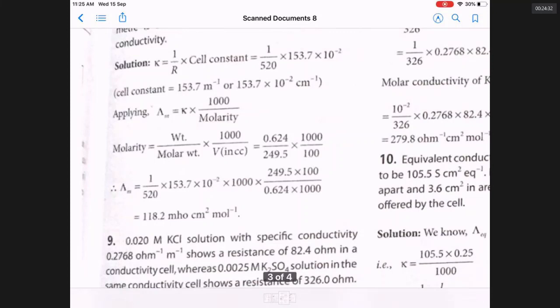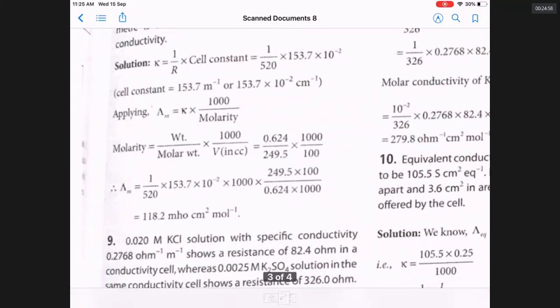Yes, sir. Probably you can do. If you see 10 to the power minus 2 into 100 is equal to 1, you will immediately ignore them. Then 1000 by 1000 will be 1. So on the right side, 10 to the power minus 2 disappeared, 1000 disappeared, 100 disappeared, 1000 disappeared. Simply you got 249.5 by 0.624. You have here 153 by 520.